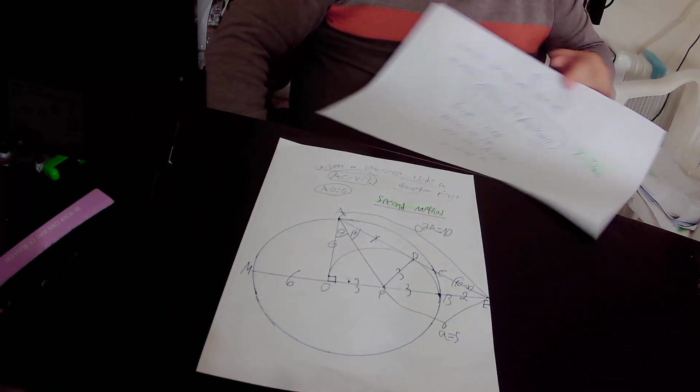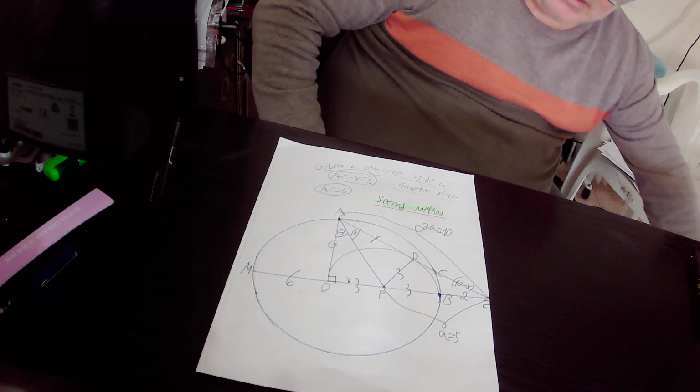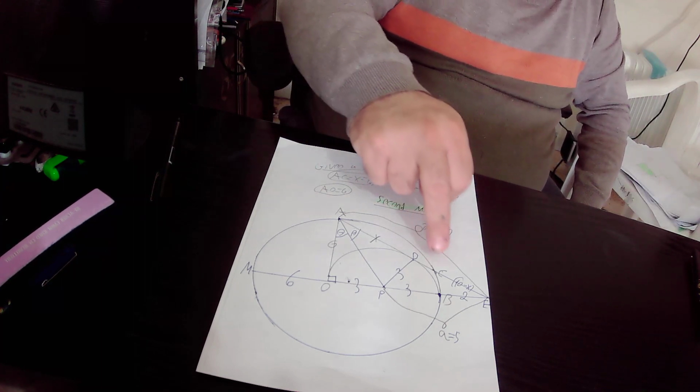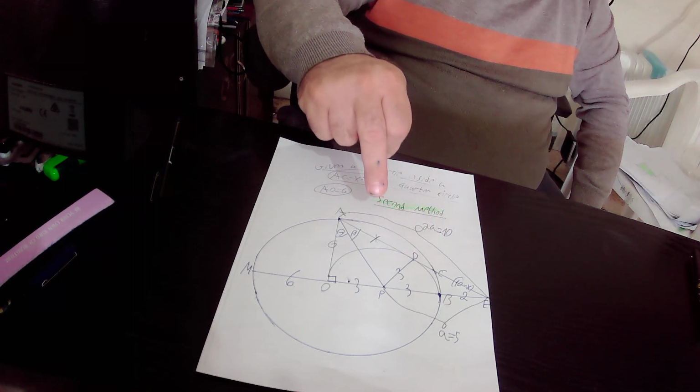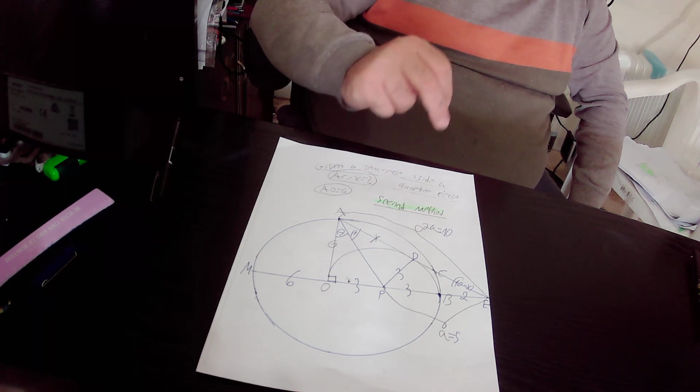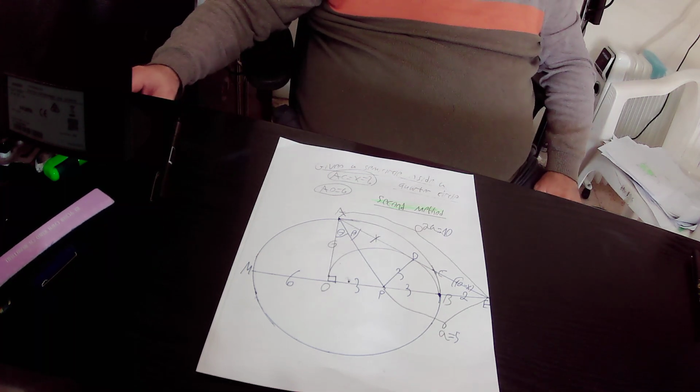So in both methods, we found out that the length of line segment AC that is equal to X is equal to 7.2 units. Okay, thank you very much.